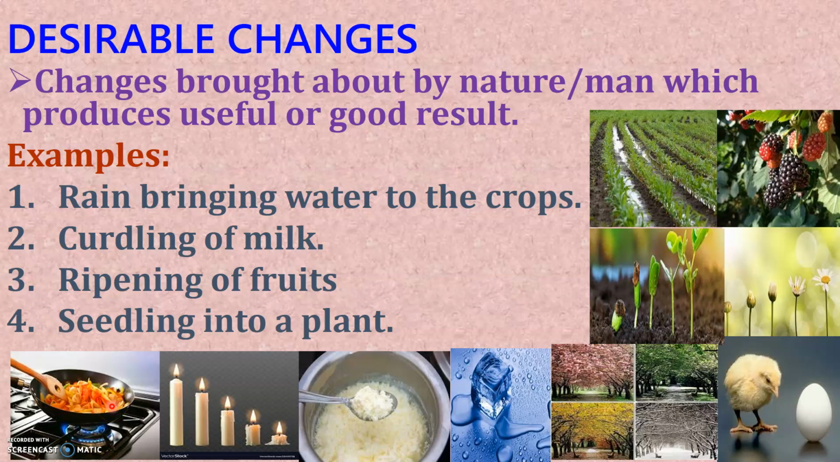Cooking of food, lighting of a candle, curdling of milk, that is milk getting converted into delicious curd, cheese, paneer, etc. Melting of ice to form water. All these are changes that are brought about by man, which produce a useful or a good result. And therefore, we call all these changes desirable changes.